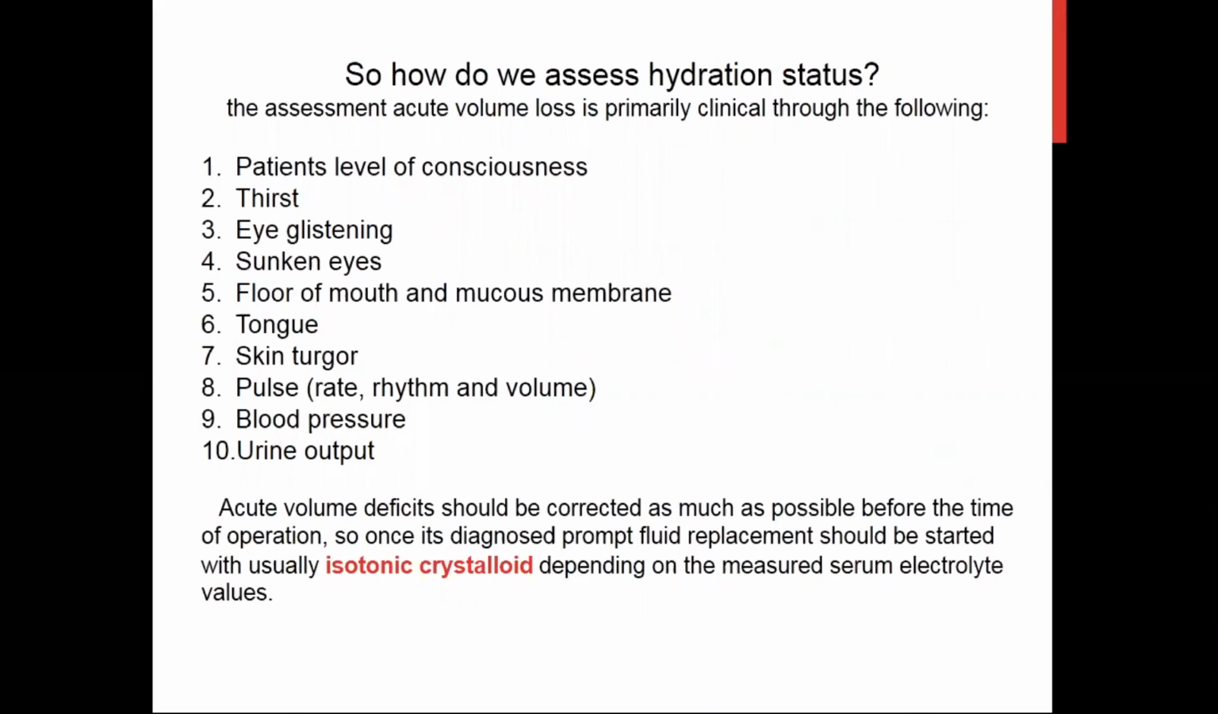How to assess the hydration status of the patient? Examination for dehydration by the patient's level of consciousness. Does the patient have thirst, glistening eyes, sunken eyes, dry floor of the mouth, tongue, skin turgor, examination of the pulse regarding rate and volume, blood pressure, and the last thing is urine output. These are all checked to assess the hydration status of the patient. Is that clear, guys?